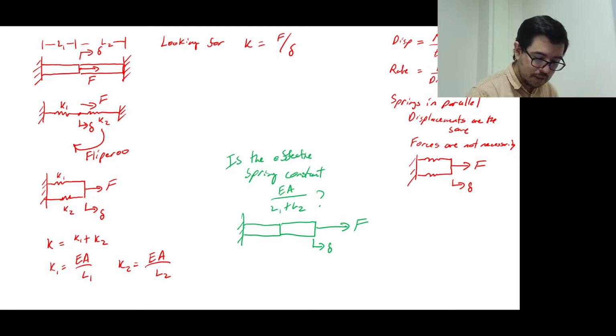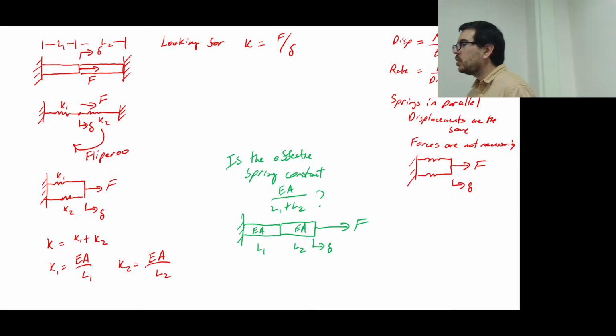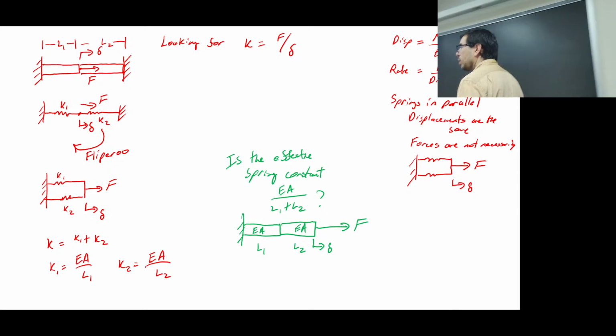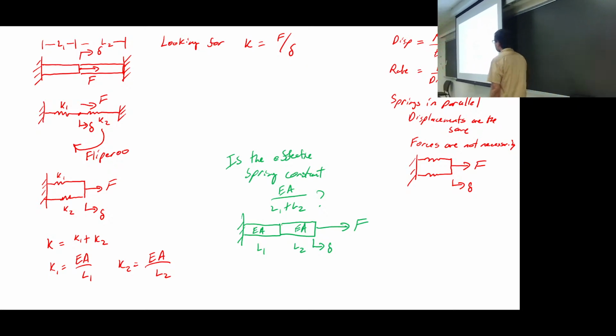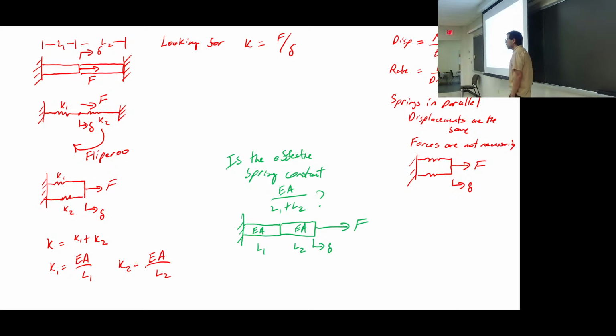Okay, assuming that this has a length L1, this has a length L2, and this is EA, and this is EA. That is what you've got, right? But that's not the configuration that we have on the line. This is good, right? You want it to be this. This would be the nice way to do it.